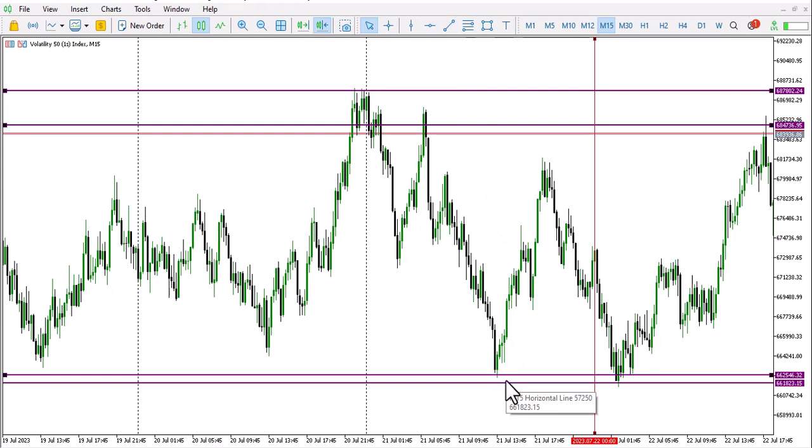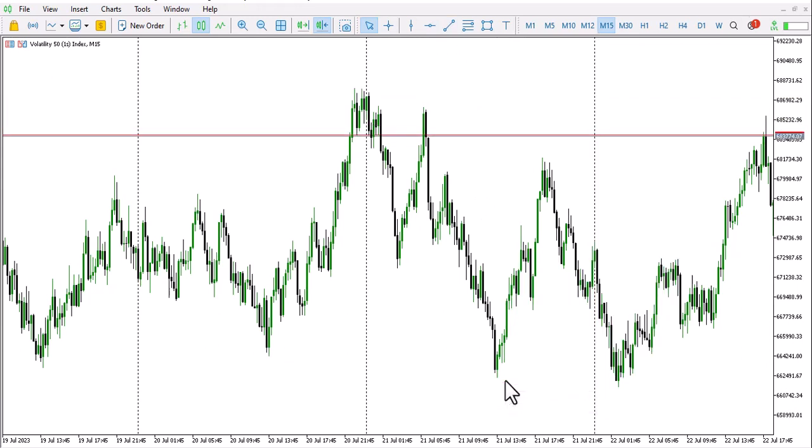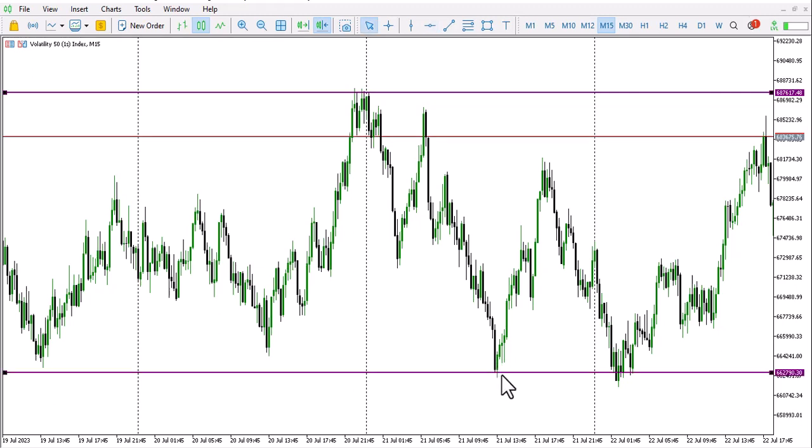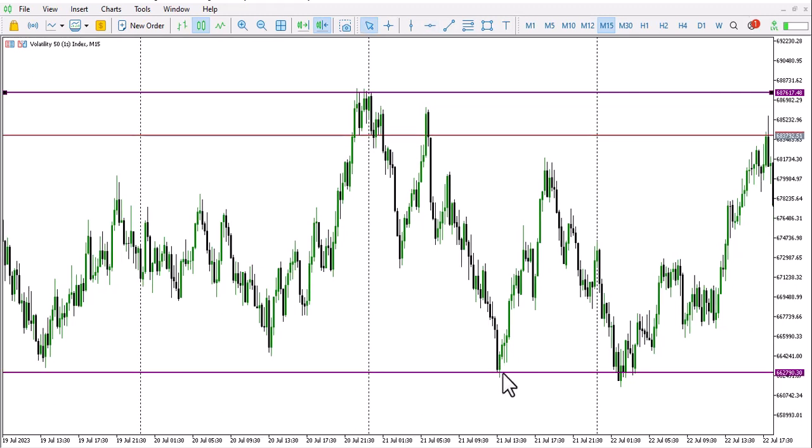Let's delete all the other lines here that we don't want to be using. So the daily high is here. And where is the daily low? We are considering this particular day, the 21st of June. That's the day that we are looking at. Then this is the daily low.